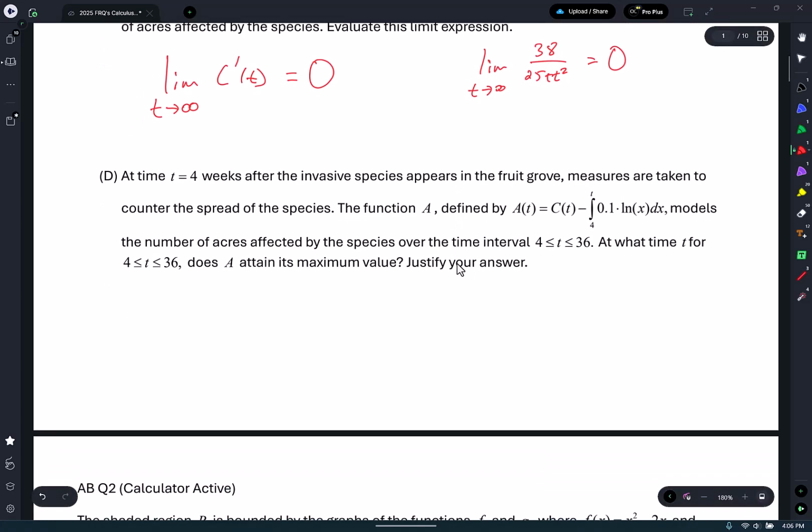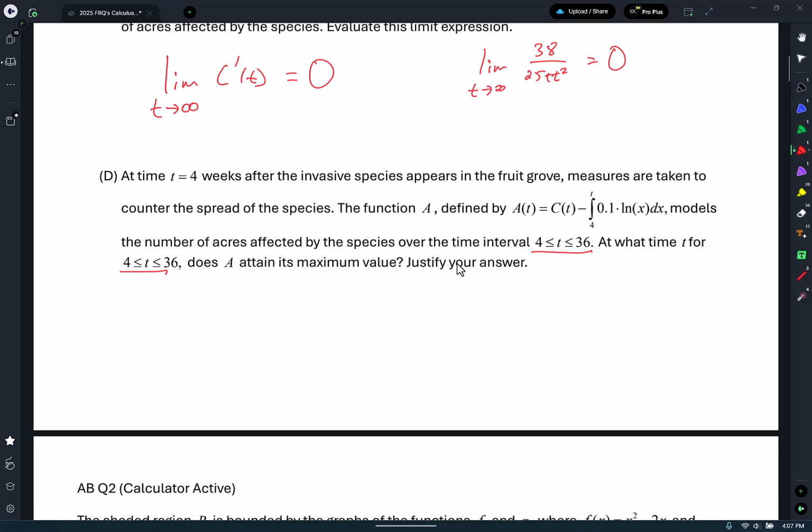Okay. On letter D, it says: at time t equals 4 weeks after the invasive species appears in the fruit grove, measures are taken to counter the spread of the species. The function A, defined by A of t equals C of t minus the integral from 4 to t of 0.1 ln of x dx, models the number of acres affected by the species over time interval 4 to 36. At what time t between 4 and 36 does A attain its maximum value? Justify your answer. Okay. We attain a maximum.